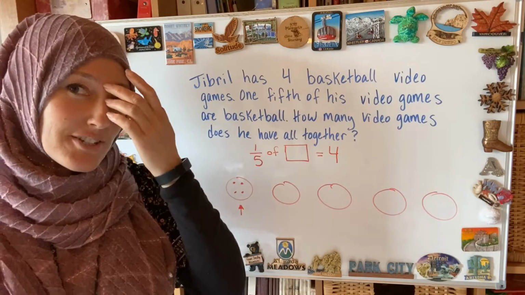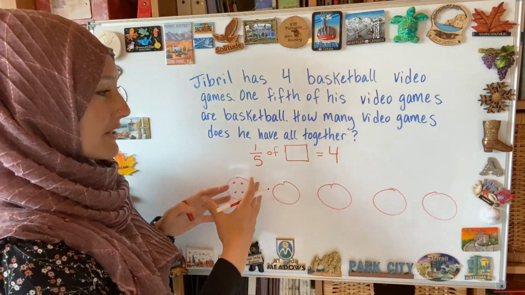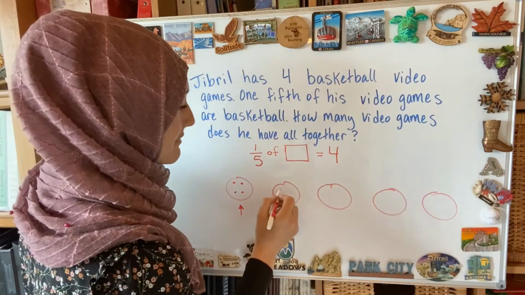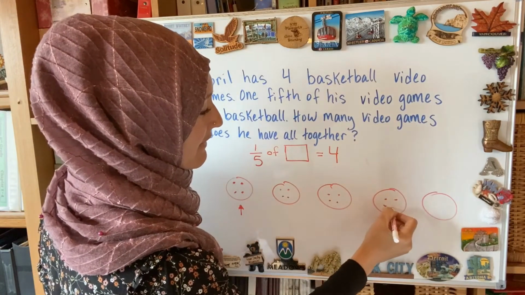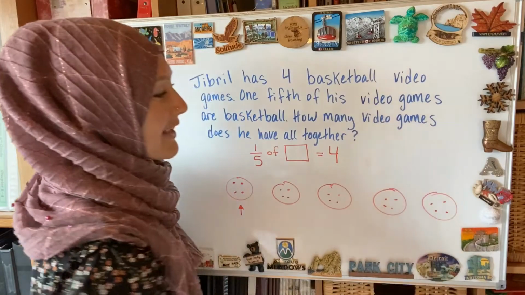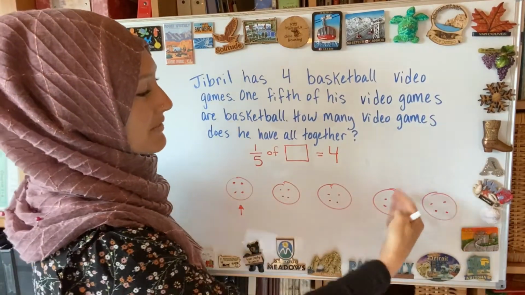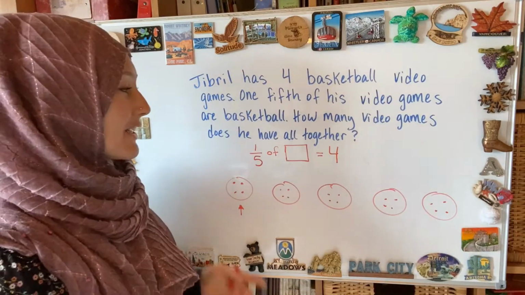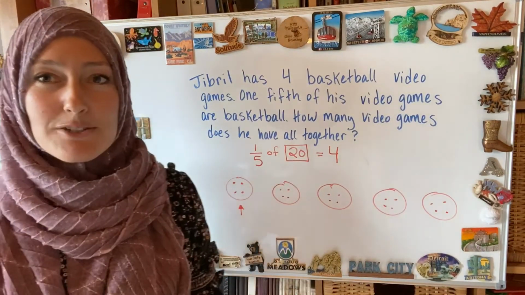After I do that, I just add that into the rest of my groups. So here's the basketball video games. Here's the rest of them. And they all have 4. And then the last step is I add that all together. So 4, 8, 12, 16, and 20. So 20 games altogether. He has 20 games.